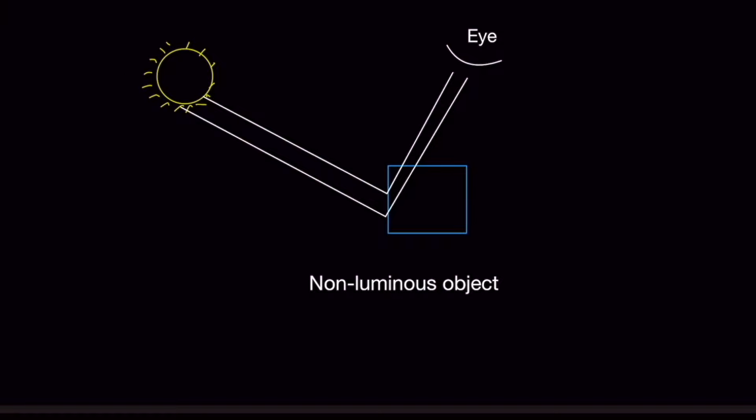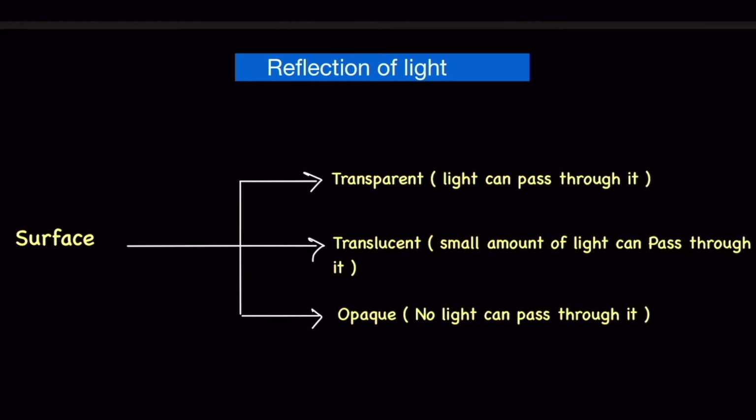Now we will start our first topic, reflection of light. In reflection of light, we will first see about the surface. Surface is where the incident ray coming from the object gets reflected. So a surface is required for reflection. If no surface is present, the ray will follow the straight path. There are three types of surface: transparent, translucent and opaque.